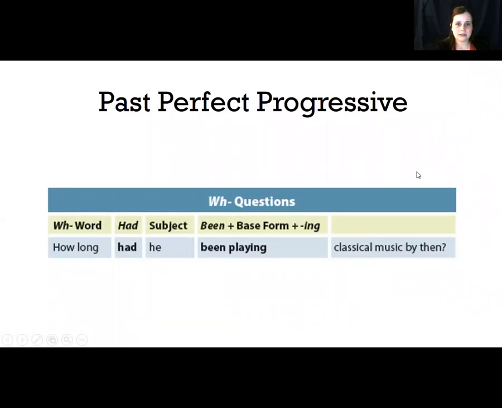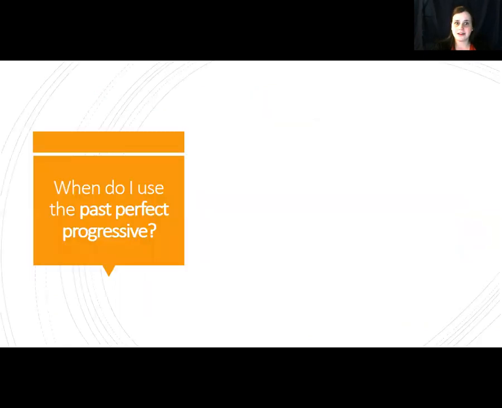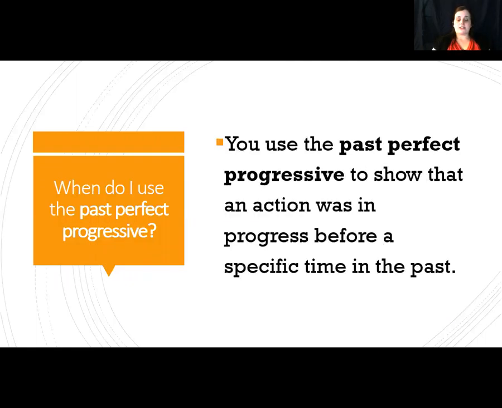Again, if you have any questions about these charts, feel free to write them down. We will be talking about the specific rules of when to use past perfect progressive right now. So when do I use the past perfect progressive? This is very, very important. You are going to want to remember this. You use the past perfect progressive to show that an action was in progress before a specific time in the past.